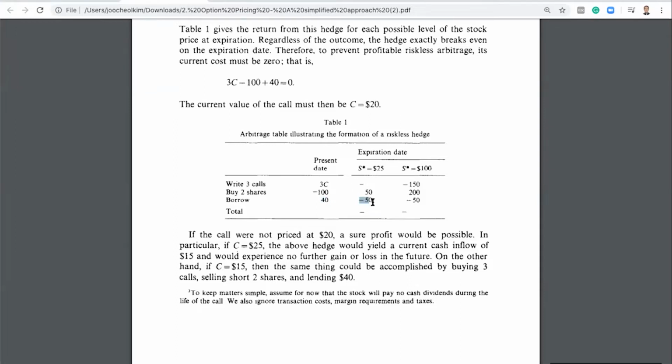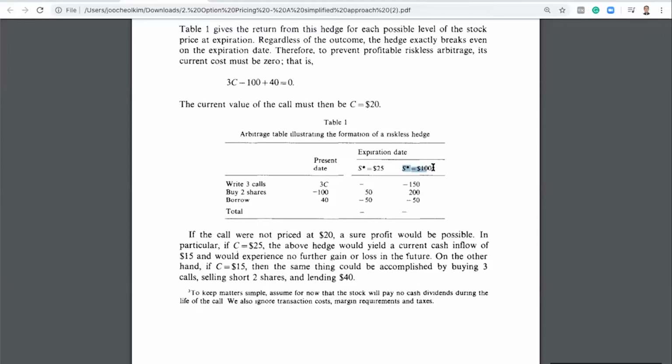So it's minus 50. When you add these three numbers, the first one is 0, the second one is plus 50, the last one is negative 50. If you add these three numbers, it is 0 basically. So now I know that on the expiration date, if the down state happens, then my overall cash flow is going to be 0. Now let's think about the up state.